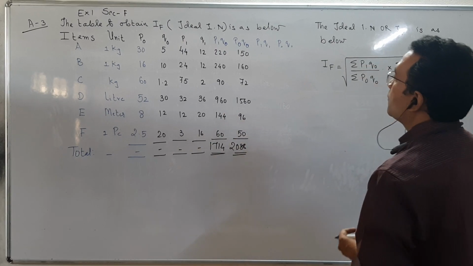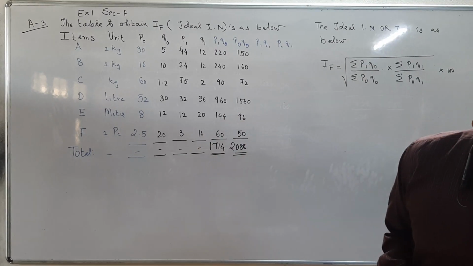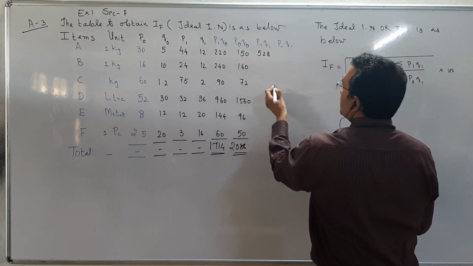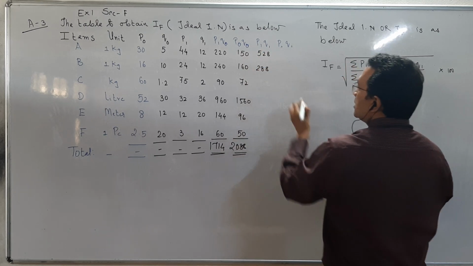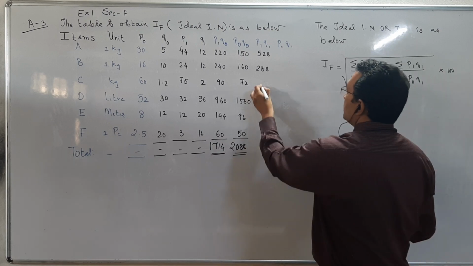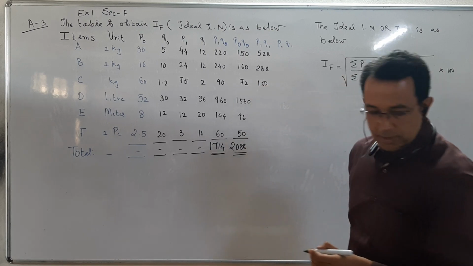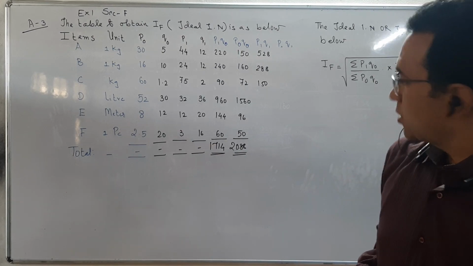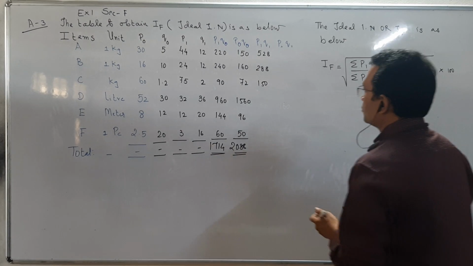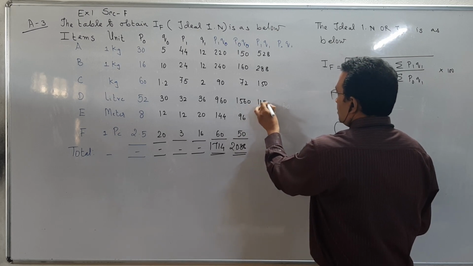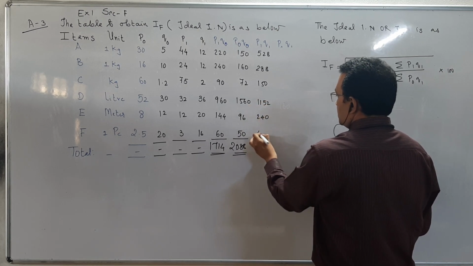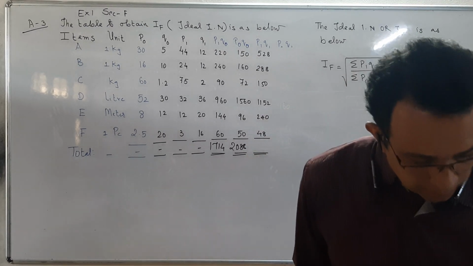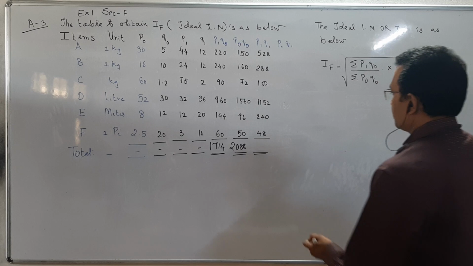P1 Q1: 44 into 12, 528. Then 24 12s are 288. 75 into 2, 150. 32 into 36 is 1152. Then this is 240. 16 3s are 48. So this total comes out to be 2406.